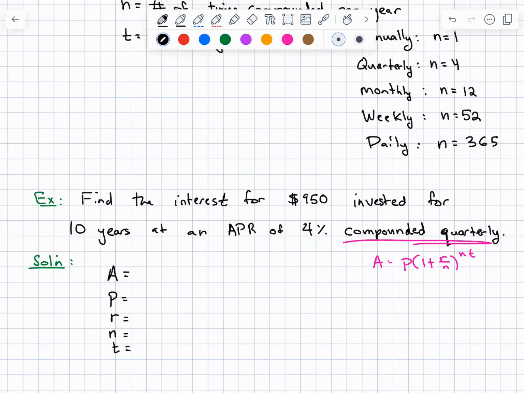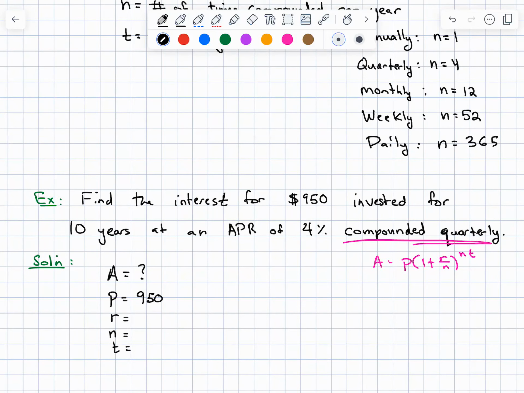Do we know A? Nope. We don't know it because we don't know what our final amount is going to be. We're being asked to find the interest, which we don't know either, but in order to find the interest, we need to find the total amount and subtract off the principal. So A is unknown. P is 950. That's the amount that we're investing, the initial amount. Instead of principal, I like to call it initial amount, because principal is just hoity-toity math talk to make it seem more intimidating than it is. If we say initial amount, it makes it far more clear what we're talking about.